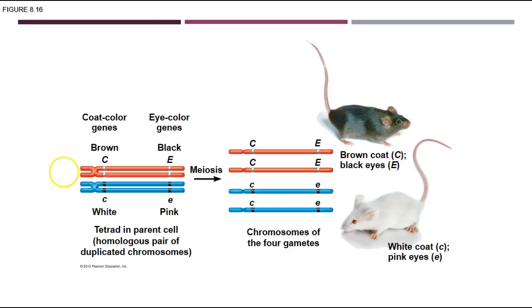So here we have two mice. There are genes for coat color and genes for eye color. This is showing them on the same chromosome here. And so we've got the brown mouse with the black eyes and the white mouse with the pink eyes. And here are the chromosomes on the 4 gametes. Depending on which direction the chromosomes line up, the offspring could get brown coat with black eyes, white coat with pink eyes, brown coat with pink eyes, or white coat with black eyes, just depending on how it lines up.